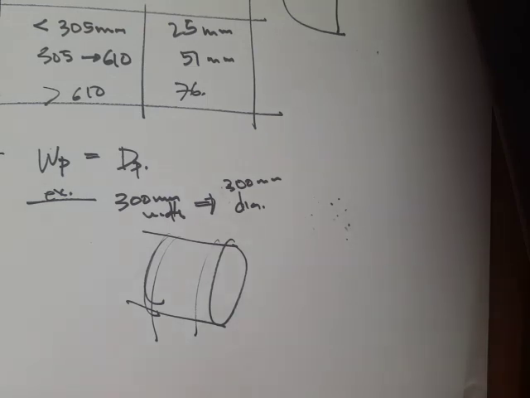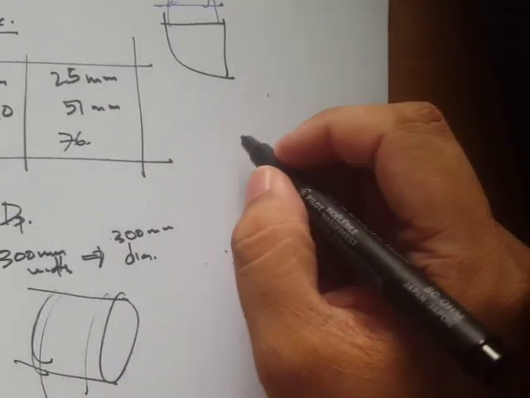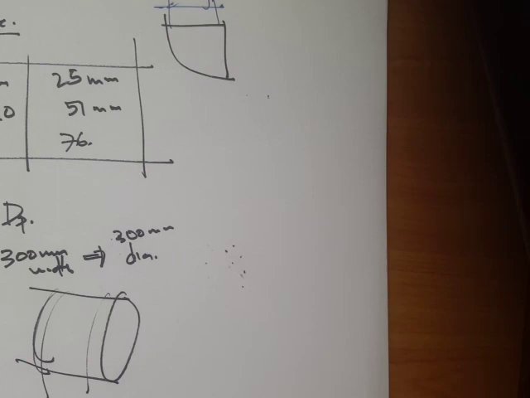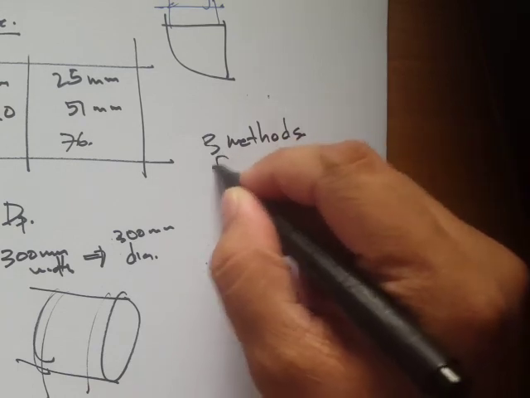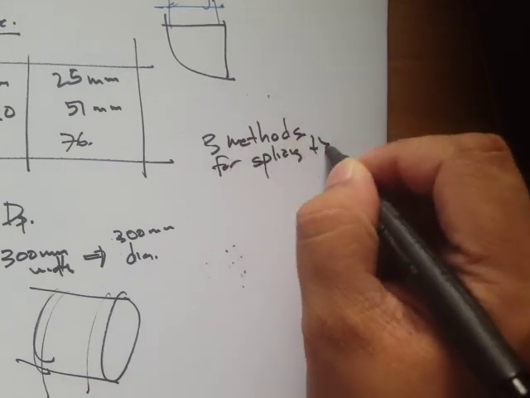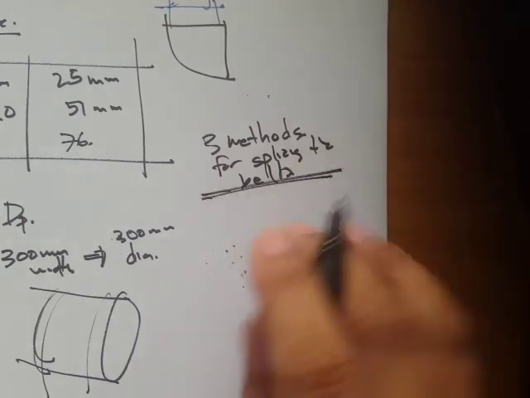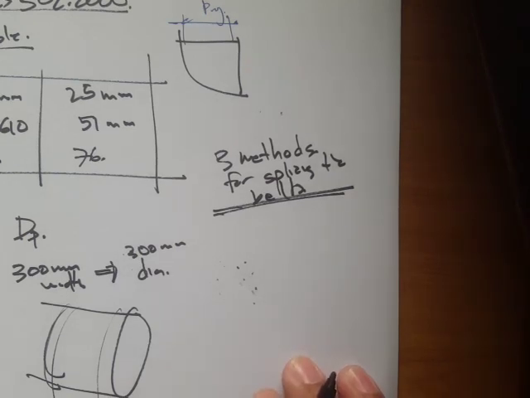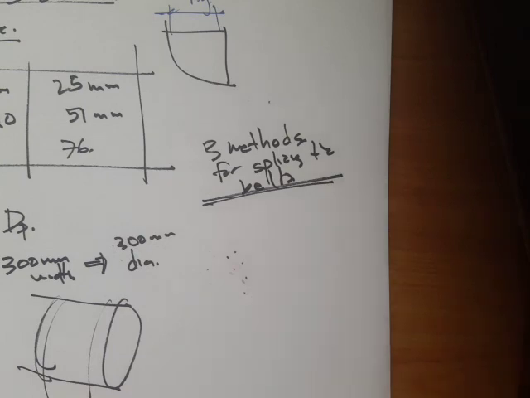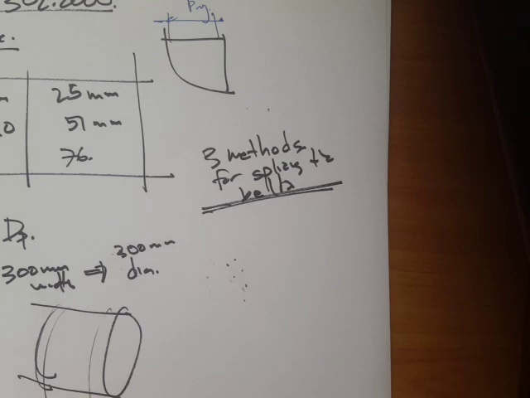For the belt length, we have three methods of joining the belts or splicing the belts. Because when you buy the belt material, you're the one who is going to determine the length. So you just have to cut your desired length, and then just do a splicing so that you can have a continuous operation.